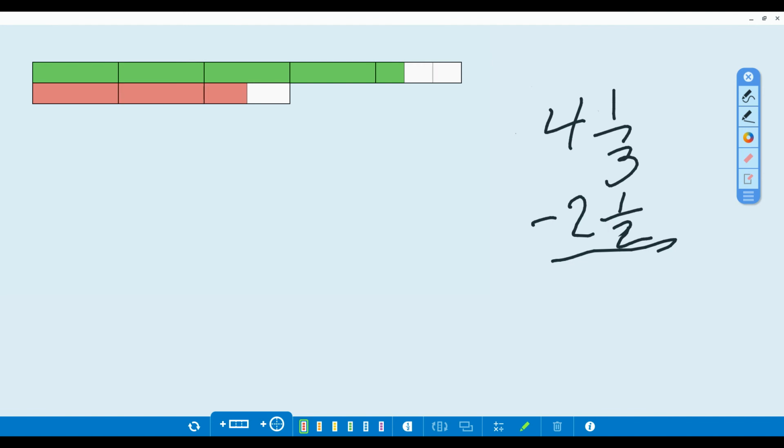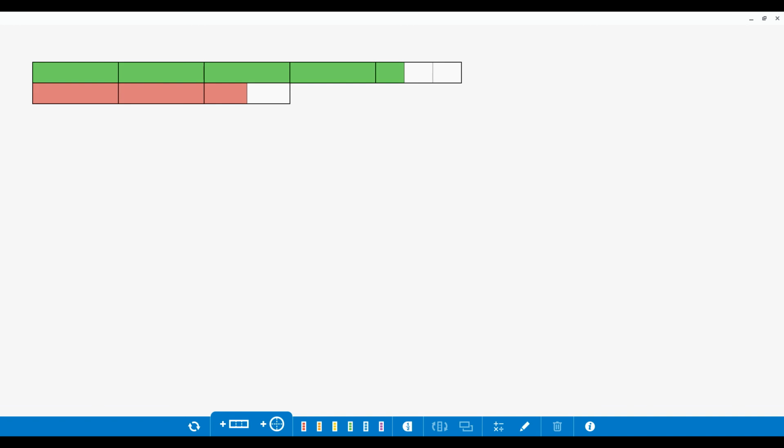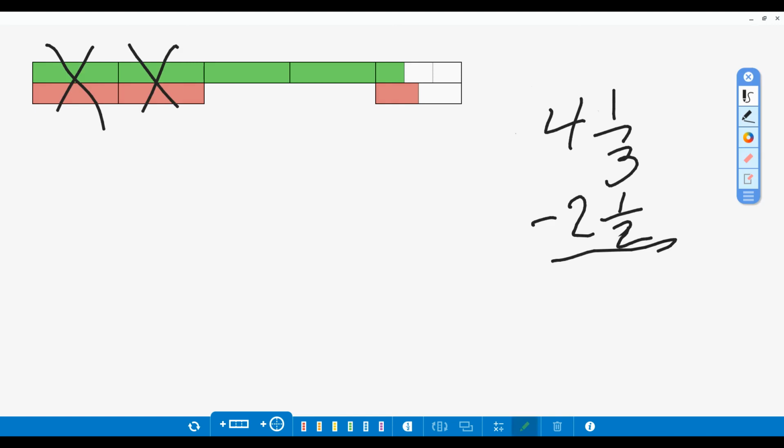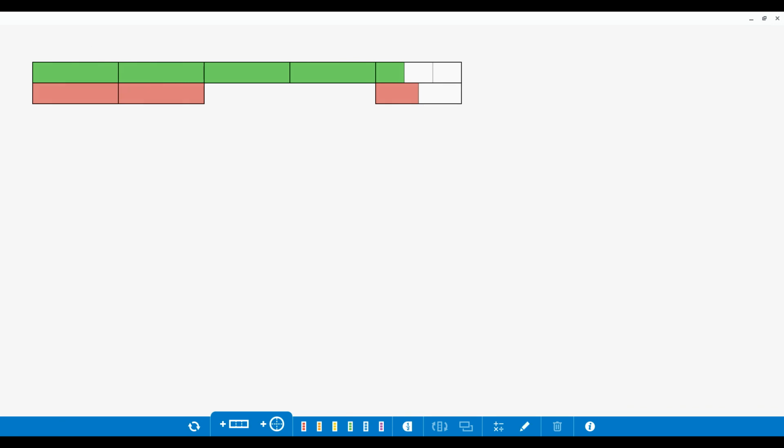Now, we can see something right away. We can see that one of my wholes is going to be taken away, and another half. And then if I move this half over, I can see that I actually have more of the half than I have of the third. So I'm going to have to pull.